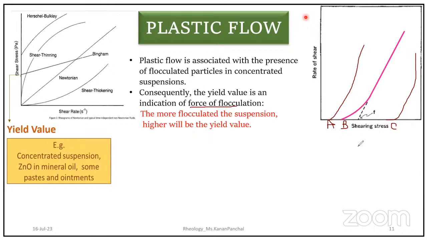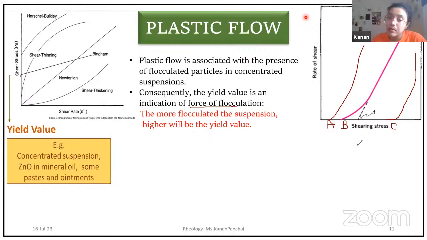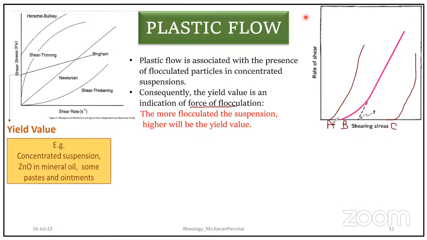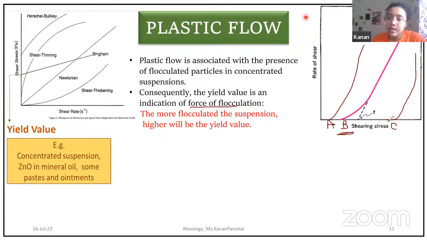B. What? B. Why B? Because the yield value is higher. Arey but idhar C bhi toh banaya hai maine. C is starting from this point. B is starting, God, it's so windy today. C is starting from this point, B is starting from this point, and A is starting from this point.